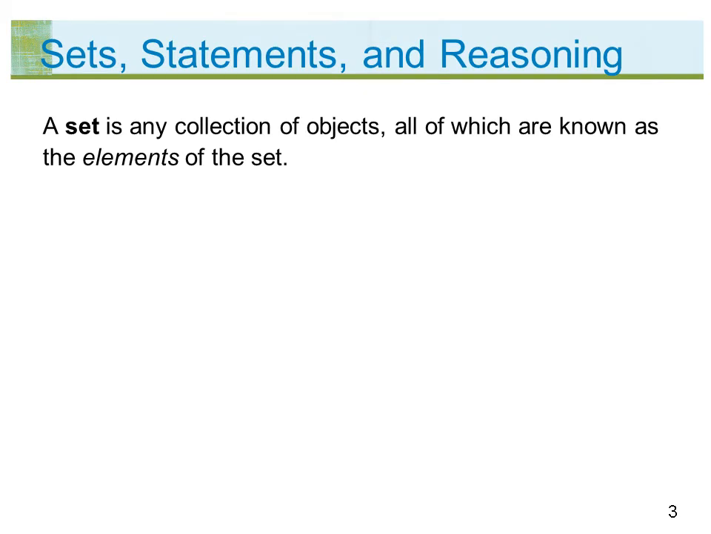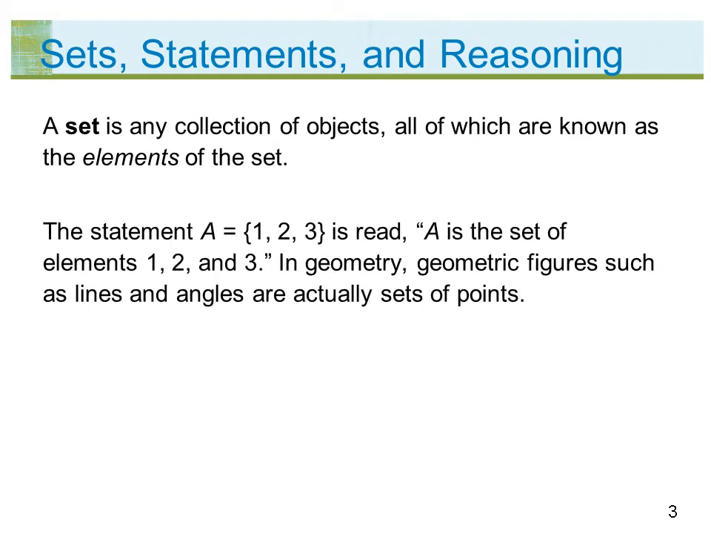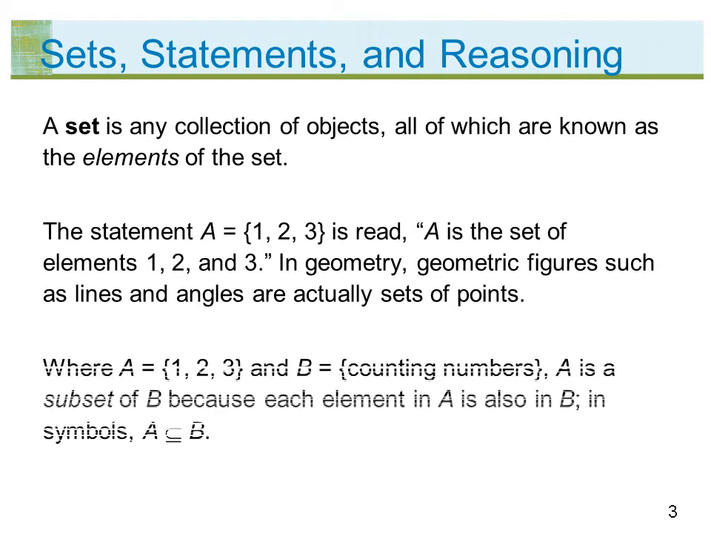A set is any collection of objects, all of which are known as the elements of the set. The statement A = {1, 2, 3} is read, A is the set of elements 1, 2, and 3. In geometry, geometric figures such as lines and angles are actually sets of points.